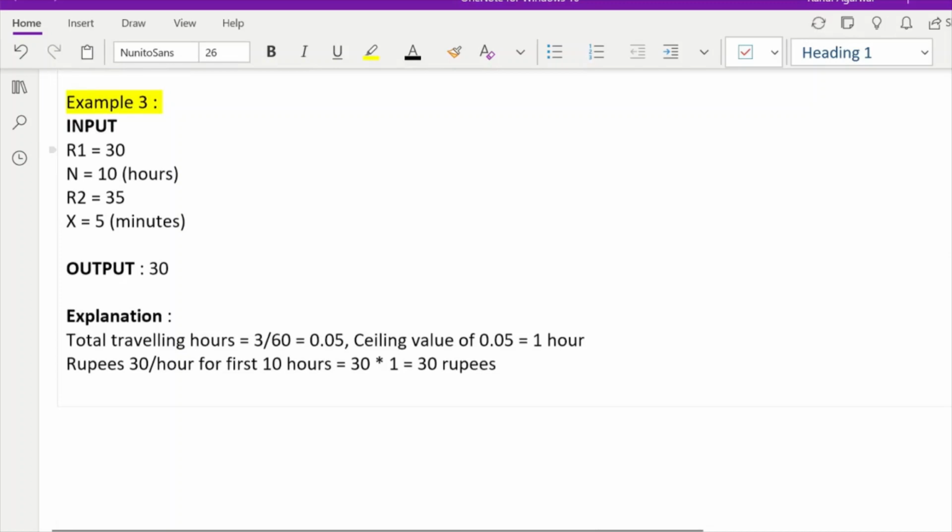Similarly, one more example. The first cost is 30 rupees, n is 10 hours, R2 is 35, and X is 5 minutes. So in this, we are traveling for only 5 minutes. The total traveling hours will be 5 by 60, which equals 0.083. We will take the ceiling, which will be 1 hour, and the cost is rupees 30 per hour for the first 10 hours, but here we have only 1 hour in total, so our output will be 30 rupees. So let's see now how we will code this problem.